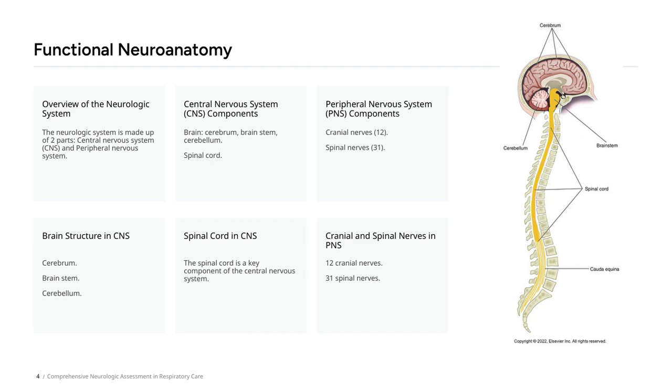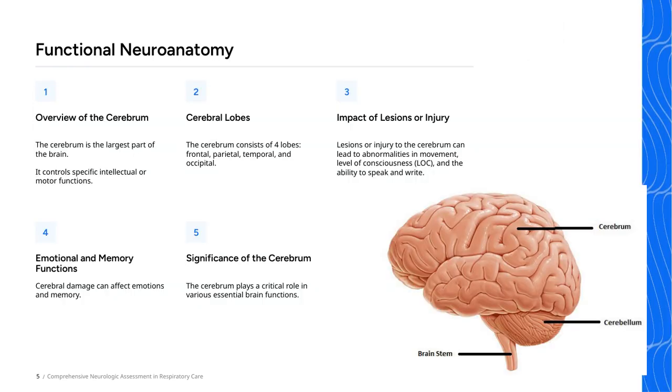In brief, the neurologic system is composed of two main parts: the central nervous system, which includes the brain and spinal cord, and the peripheral nervous system, made up of all the nerves extending throughout the body. Understanding this division helps us appreciate how signals are generated, processed, and executed, especially when it comes to managing respiratory functions effectively. The cerebrum plays a critical role in many of the essential functions of our brain, making it a key focus when we consider neurological health.